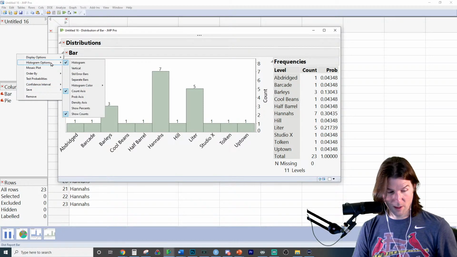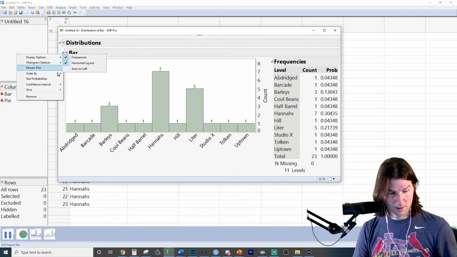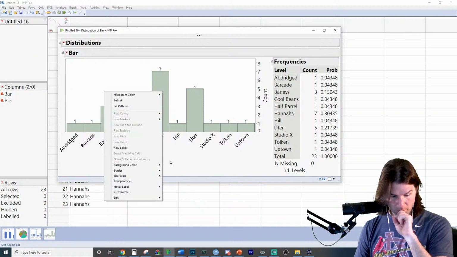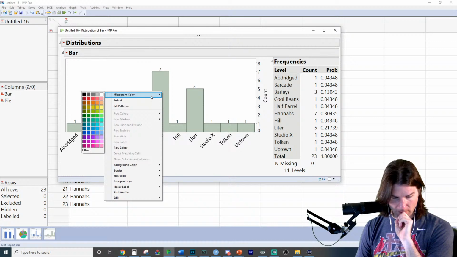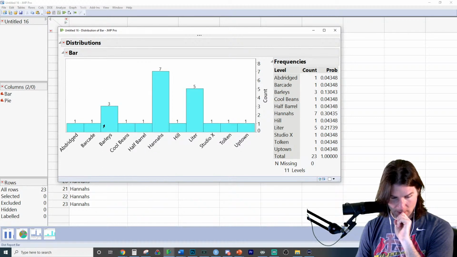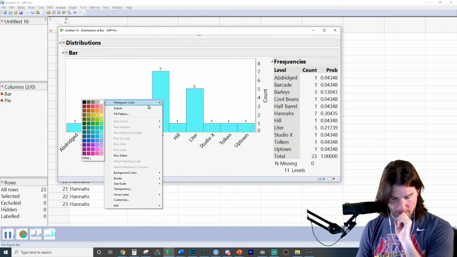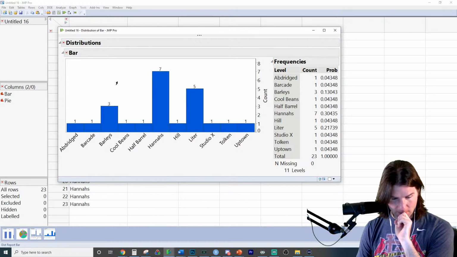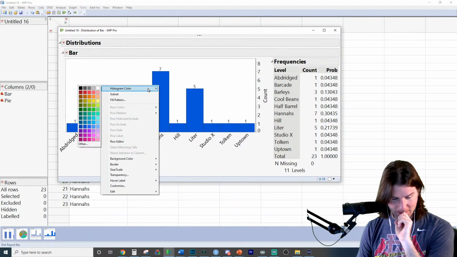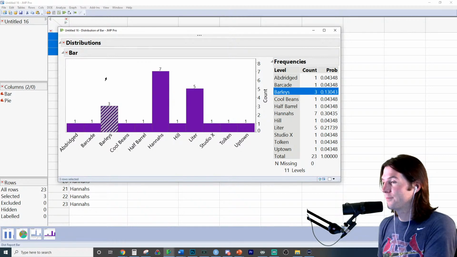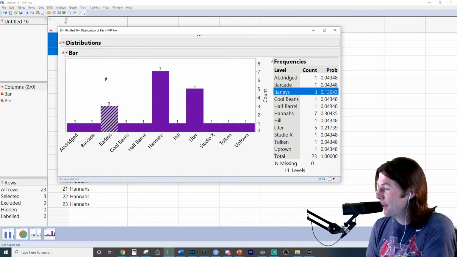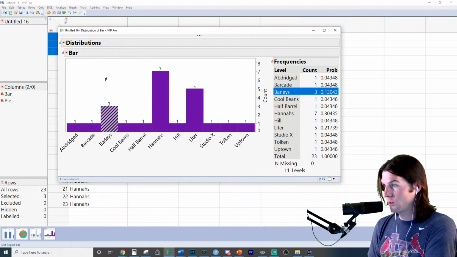You can go to histogram options. Isn't there a color thing? I thought it let you change the colors. Histogram color, there it is. You don't have to do this. It's so bright. I don't like any of these colors. Purple, that's what we're going with. That's our histogram right there. Ours is supposed to be genre, right? That is correct, Julia. That is correct.